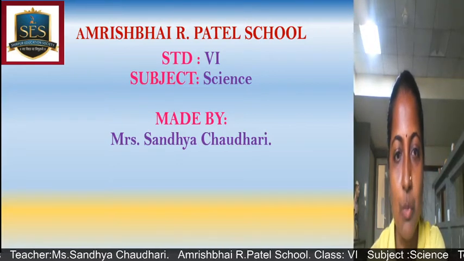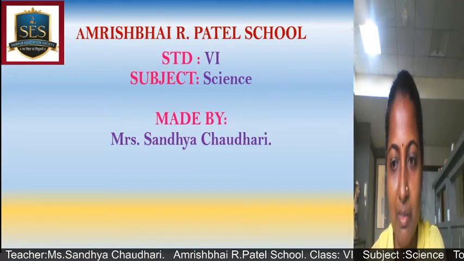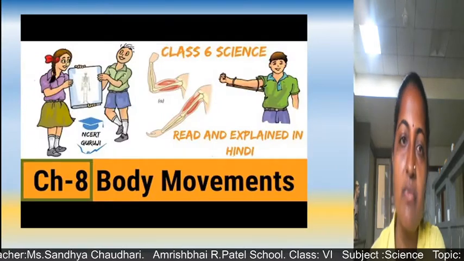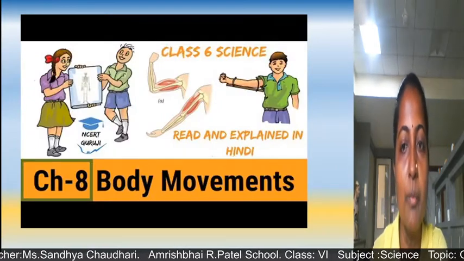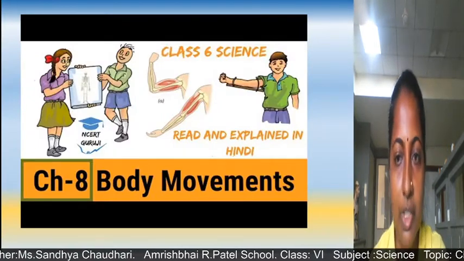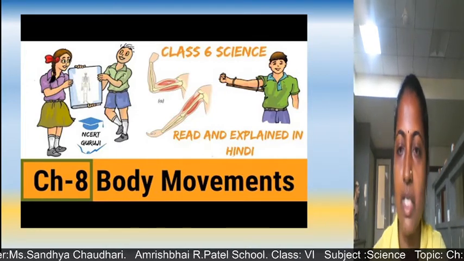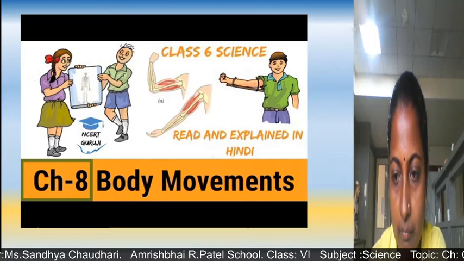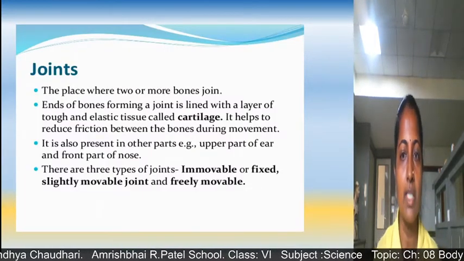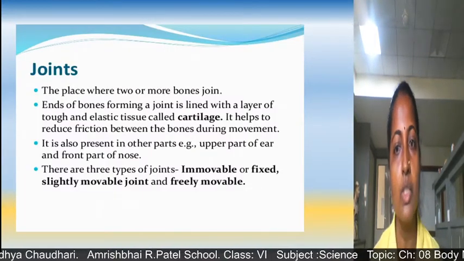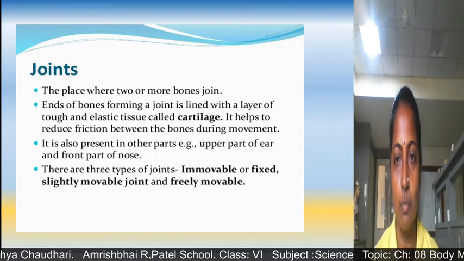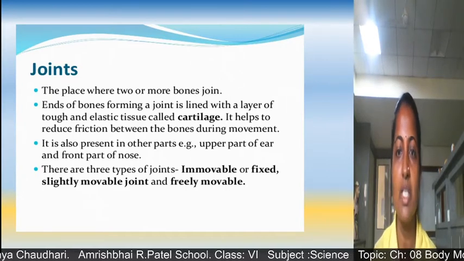So let's start with the 6th standard science subject. Students, we will see chapter number 8, Body Movements, and in this video we will see the next part, that is, what are joints and the different types of joints. As I discussed with you in the previous video also, what are joints. Now I will begin with that.